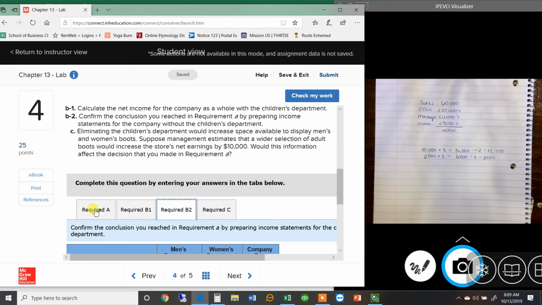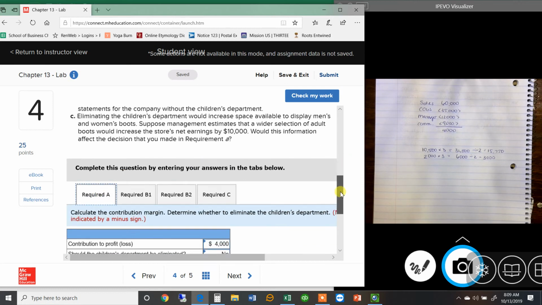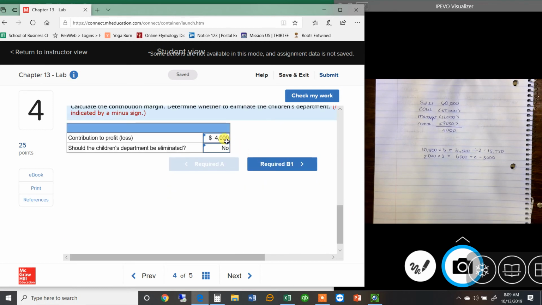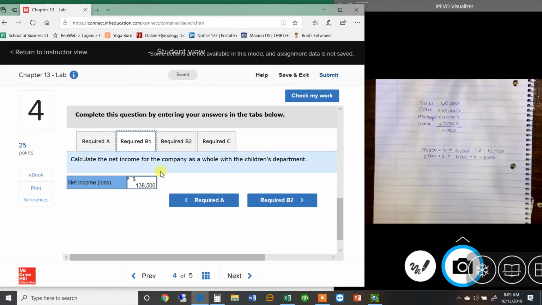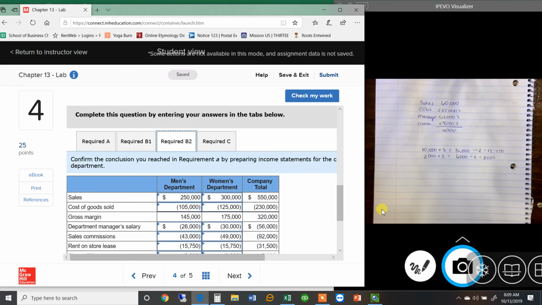We said, should we get rid of this children's department? No, because the children's department is contributing $4,000 of profit overall to the company. It's helping to cover a lot of those costs. So if we get rid of the children's department, then we're going to end up losing $4,000, which is what we see. With the children's department, $138,500. Without the children's department, $134,500.